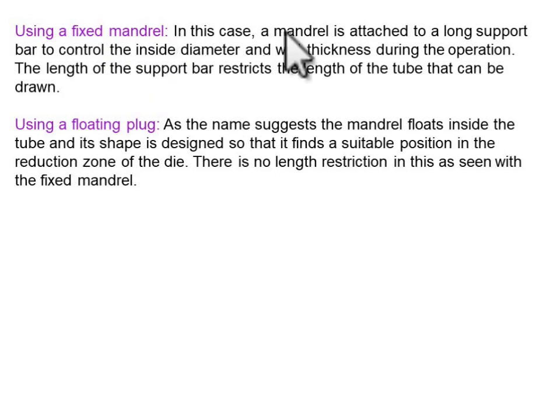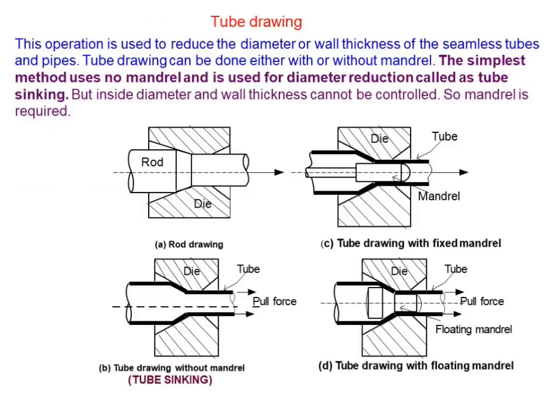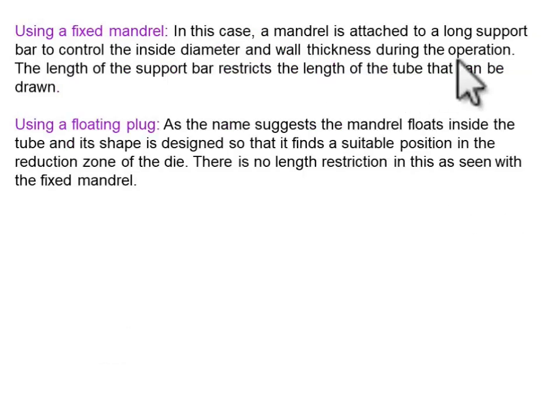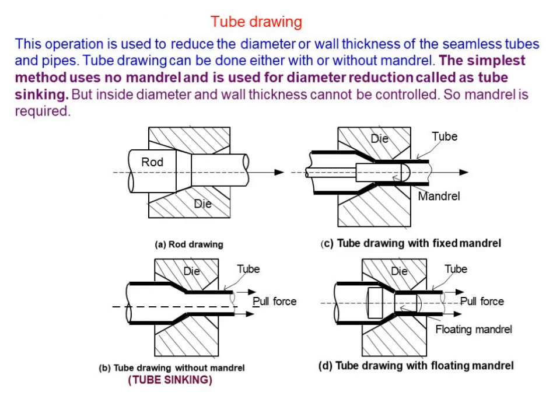Now we talked about the fixed mandrel and the floating mandrel. In this case, the mandrel is attached to a long support bar. You can see in the diagram here, this is the fixed mandrel and it is supported by a long bar. So in the case of a fixed mandrel, it is supported along a bar, and it controls the inside diameter and wall thickness during the operation. The length of the support bar restricts the length of the tube that can be drawn. Now, how do we say that the length of the bar can restrict the size of the tube?